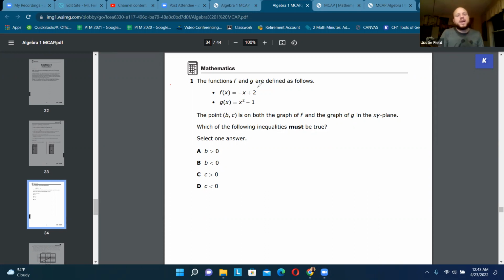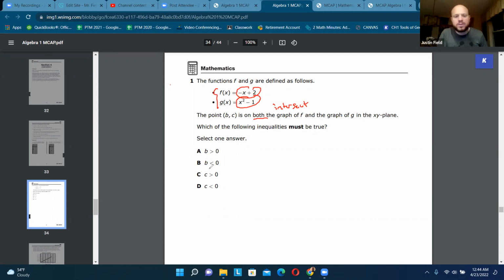All right, the functions f and g are defined as, I think this is a category 2. It would be easy, but they kind of worded it weird. So we have 2 functions. That's a system of equations, right? And the point (b, c) is on both, so that means it's where they intersect. And so we want to solve the system of equations. So how do you solve that? And then they want the inequality and all that.